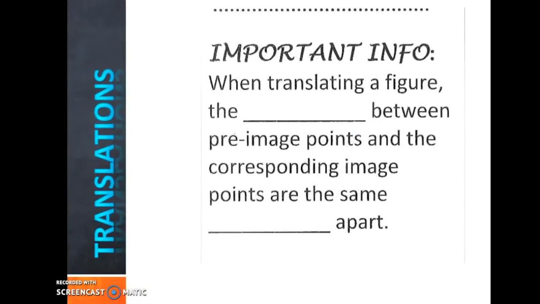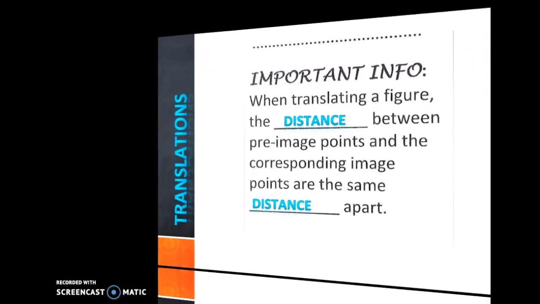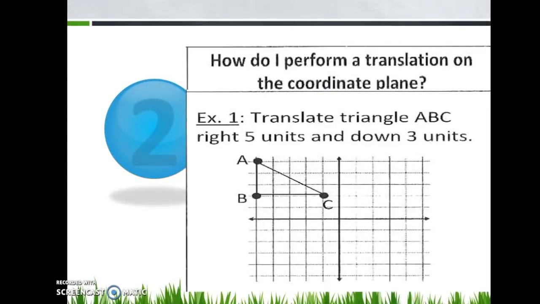Important information. When translating a figure, the distance between your pre-image points and the corresponding image must be the same distance apart. Let's take a look at how I perform a translation on a coordinate plane. Example 1. Translate triangle ABC right 5 units and down 3 units.